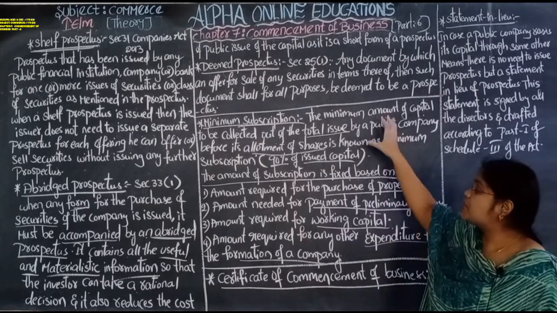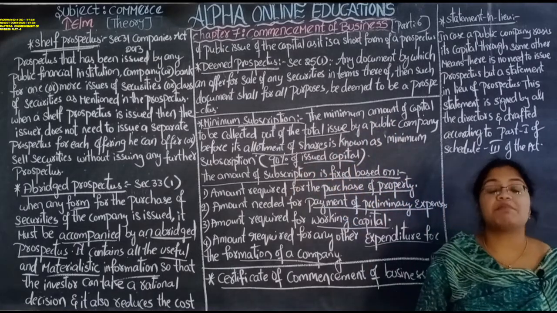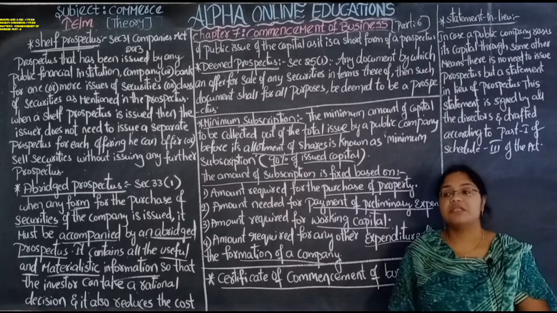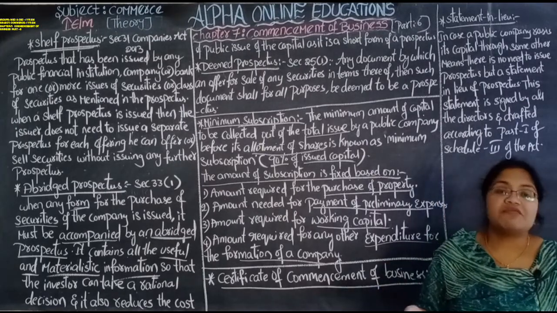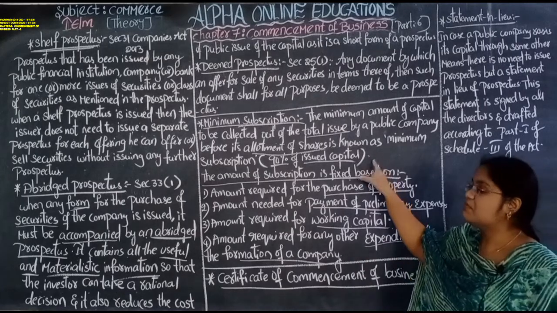So the minimum subscription amount at present is 90% of the issued capital that the company should get. If it fails to get that amount, it has to give back to the investors whatever amount it has collected. That is about the minimum subscription.